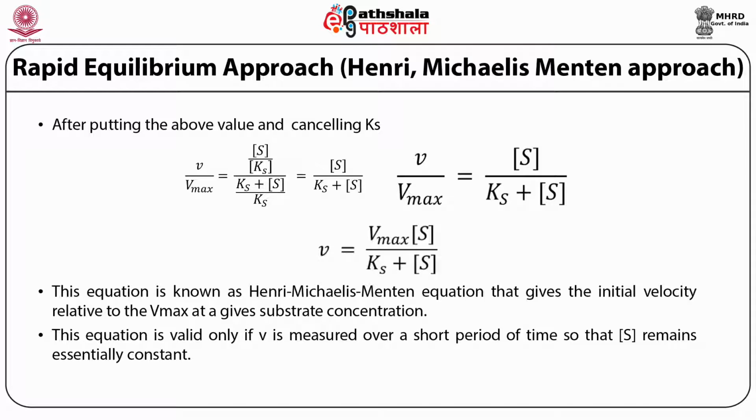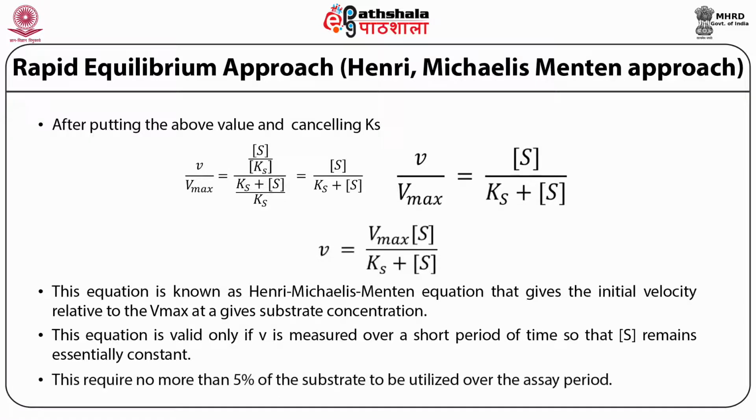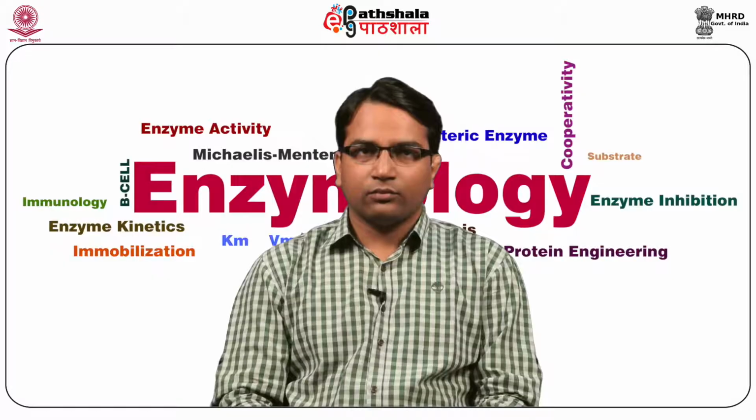That means you have to perform this experiment multiple times, and this requires no more than 5% of the substrate to be utilized over the assay condition. So this Michaelis-Menten equation is the first equation, which is based on the rapid equilibrium approach. It is derived by Henri and Michaelis-Menten, and it is based on the assumption of equilibrium.